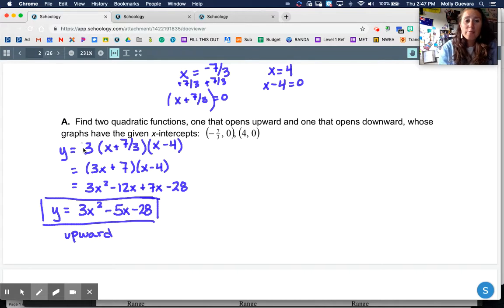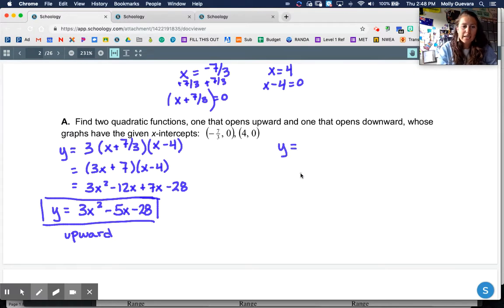Now, could I have picked any number for a? Sure. I could have picked 9. I could have picked 11. I could have picked 245, right? I could pick any number I want. But I picked 3 solely for the reason to get rid of this 3. If I didn't have fractions, I would just pick 1 because it wouldn't change my problem and it would make it a lot easier. But you can pick any number you want as long as it's positive.